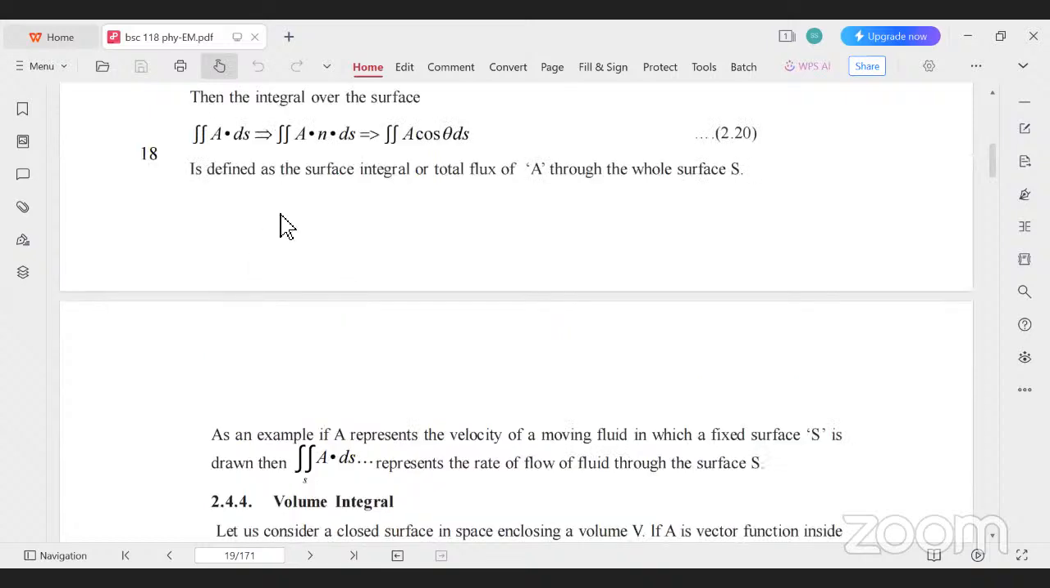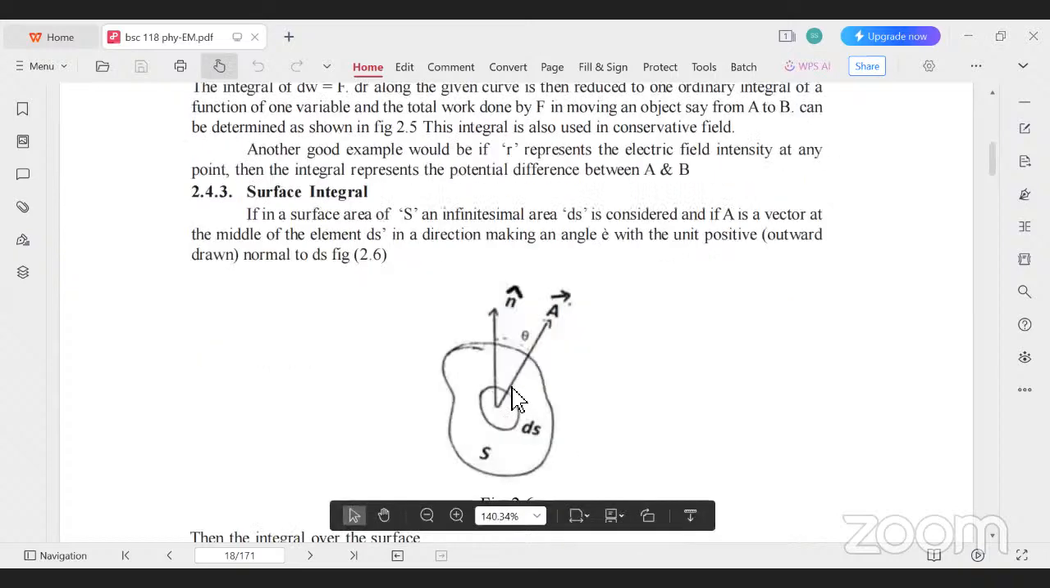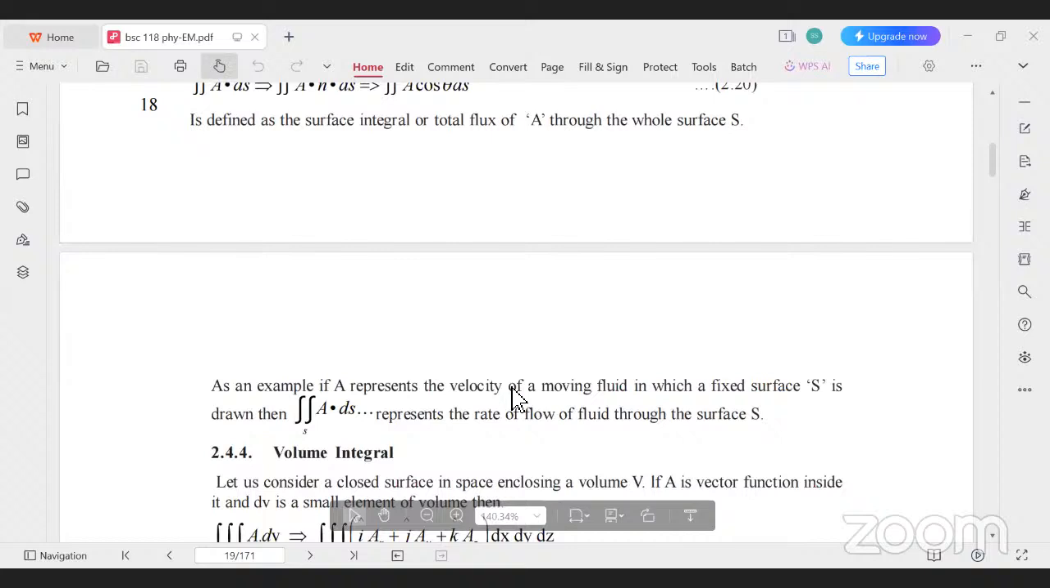A single line is nothing but single integration, A to B. Surface is nothing but double integration, where we are able to find for the whole area. So the double integration over S of A dot ds represents the rate of flow of fluid through the surface S. Understand? Anybody, any doubt? Please tell me here. I can clarify more. If it is clear, we'll go further. I'll go to volume integration.